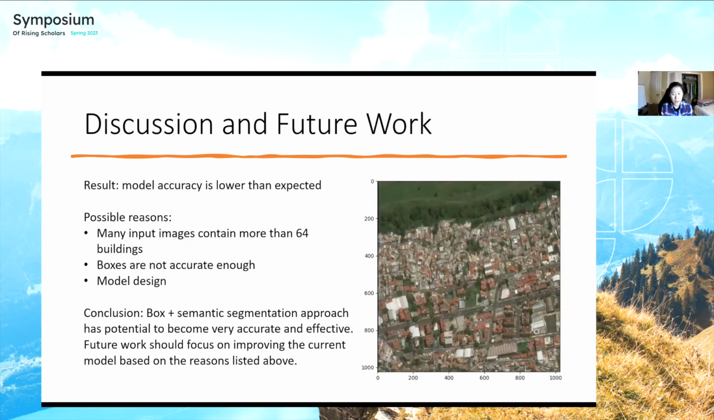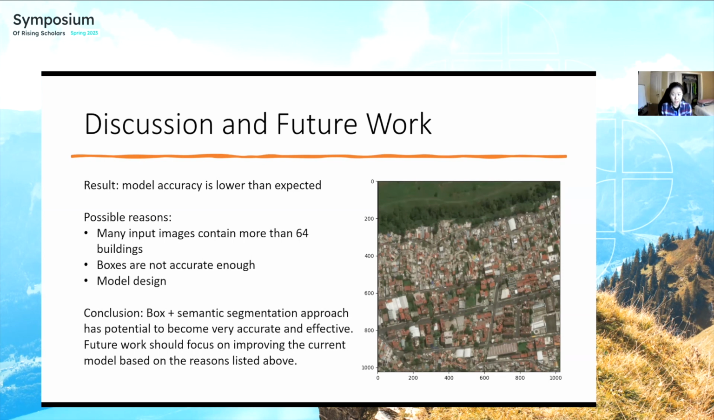The result is that the model achieved an accuracy of 62.6%, which is lower than expected. Possible reasons could be that, first, input images have more than 64 buildings. As shown in the image to the right, it clearly has way more than 64 buildings, which means that during the training process, the model couldn't fully capture the data.